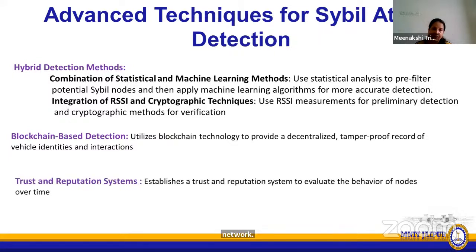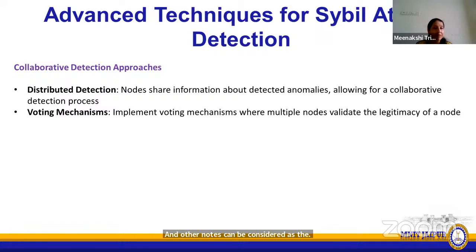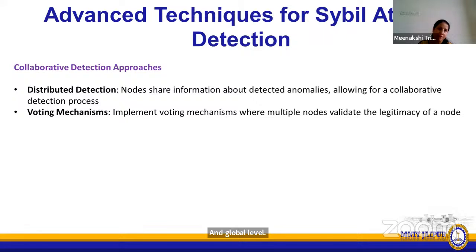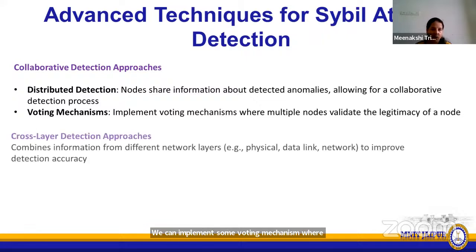Trust and reputation based system: we can assign the initial trust to all the nodes, and as per their behavior, we can increase the level of trust. When we have a certain threshold, the nodes which have trust higher than that threshold can be considered legitimate nodes, and other nodes can be considered Sybil nodes. We have some collaborative detection approaches too, like distributed detection, where nodes share information about the detected anomalies at the local level, and then at the global level, some collaborative detection process can happen. That means we can have a hierarchy of anomaly detection. We can implement some voting mechanism where multiple nodes validate the legitimacy of a node.